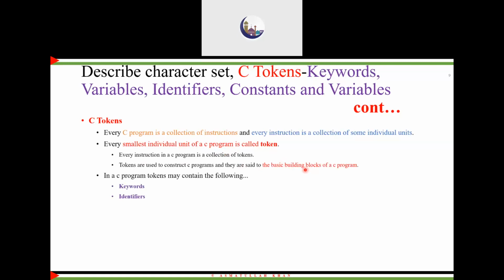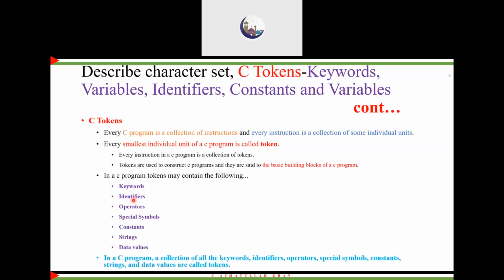Now there are different types of tokens. One is keywords, identifiers, operators, special symbols, constants, strings, and data values, and all these combined together we'll use to form one particular program. That's all. The blue line that you are able to see here is the actual definition of your token. Please do remember this. In a C program, a collection of all the keywords, identifiers, operators, special symbols, constants, strings, and data values are called tokens.